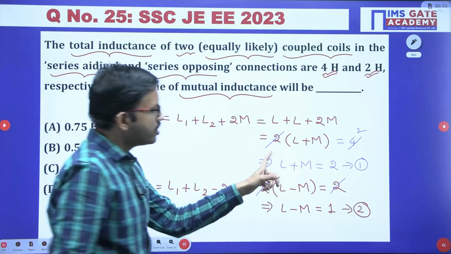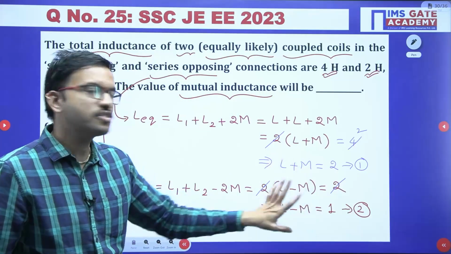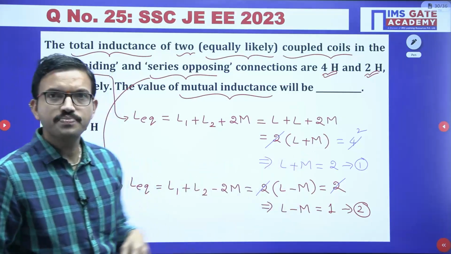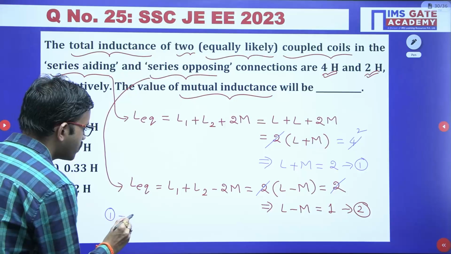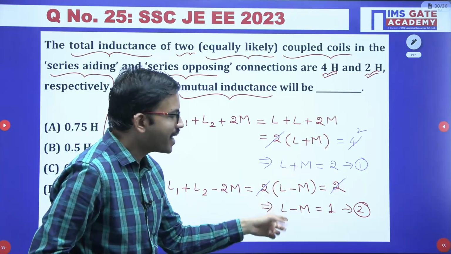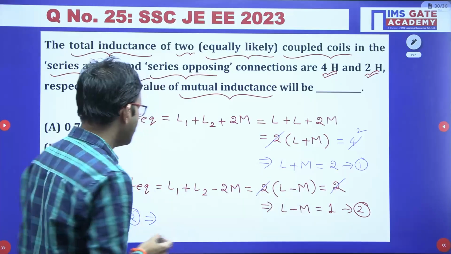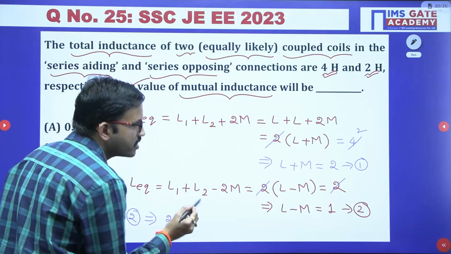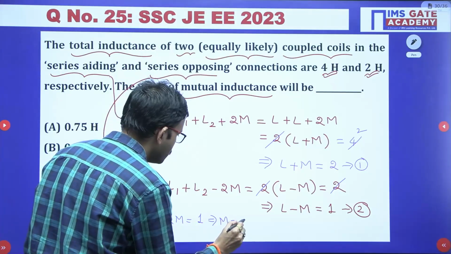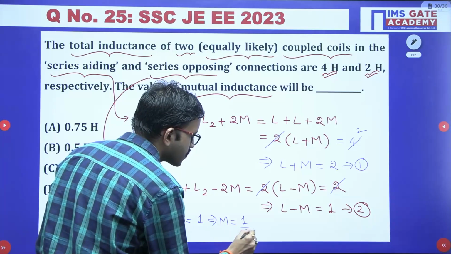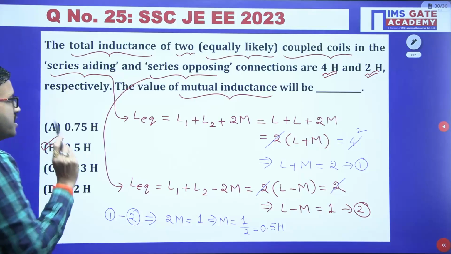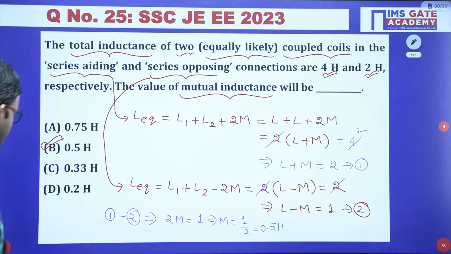So you are having in equation 1 L plus m, in equation 2 L minus m. In this question they are asking the mutual inductance m. So for that what you can do? You can subtract 2 from 1. If you are subtracting 2 from 1, what will happen? L will get cancelled. Plus m minus of minus m, that means plus m. So together you are getting 2m. Then 2 minus 1 is 1. So from here you are getting m equal to 1 by 2, that is 0.5 Henry. Option B is the correct one.